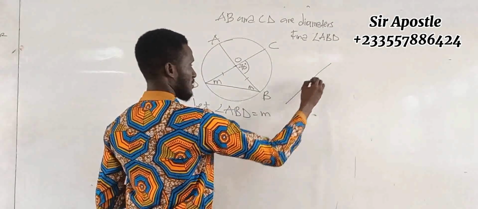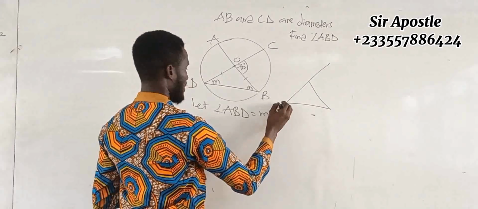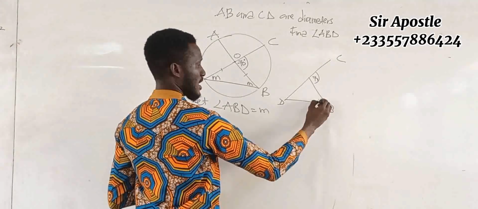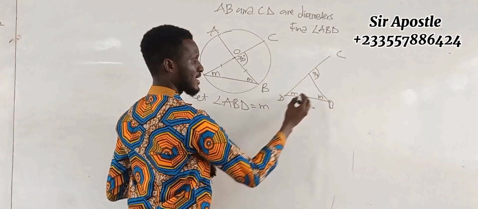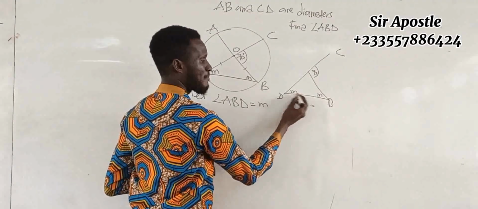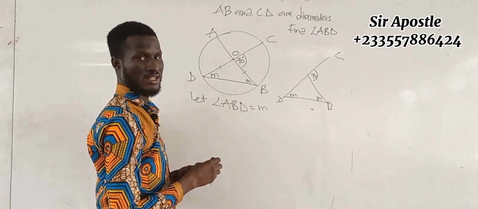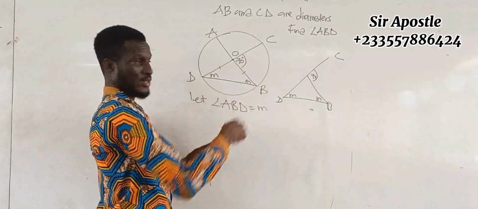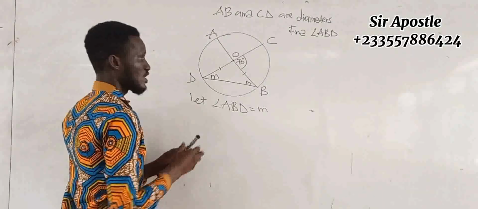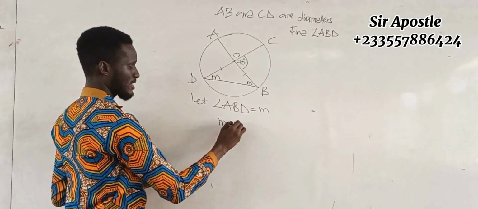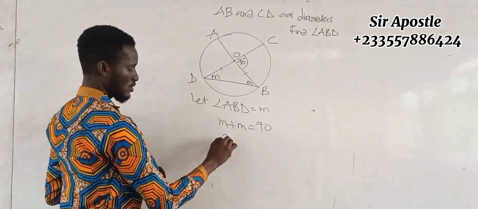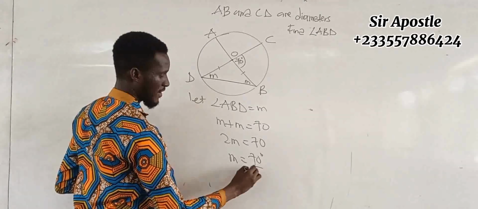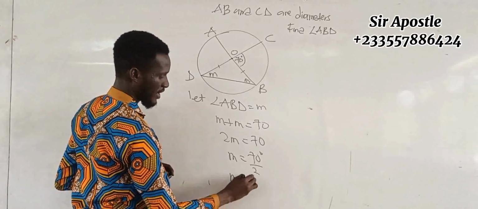We have this one and this. This side is D, this one is B, and this one is C. This side is 70. Here is M, here is also M. So I can say that this 70 is the same as M plus M, because the 70 is an exterior angle. So M plus M is equal to 70. 2M is equal to 70. So M is equal to 70 divided by 2. M is equal to 35 degrees.